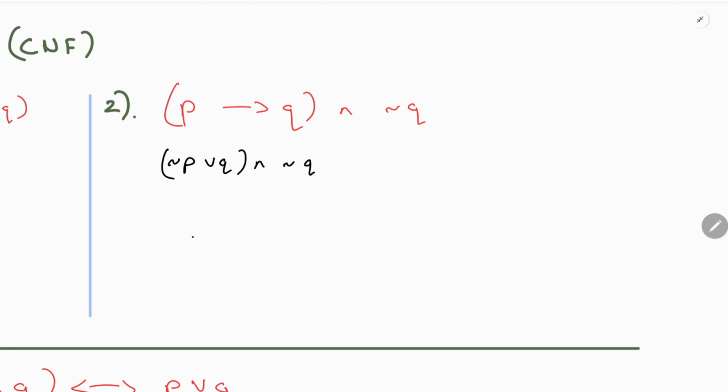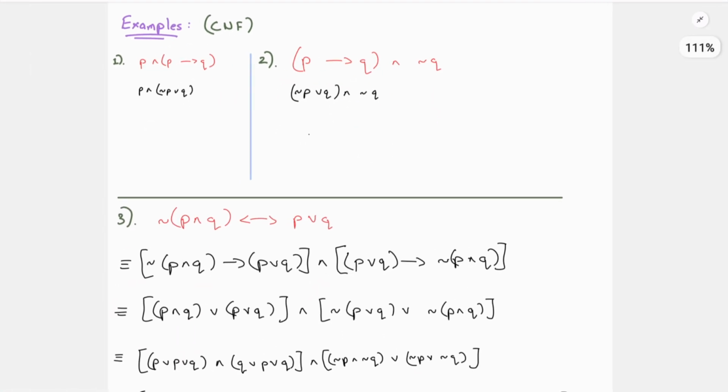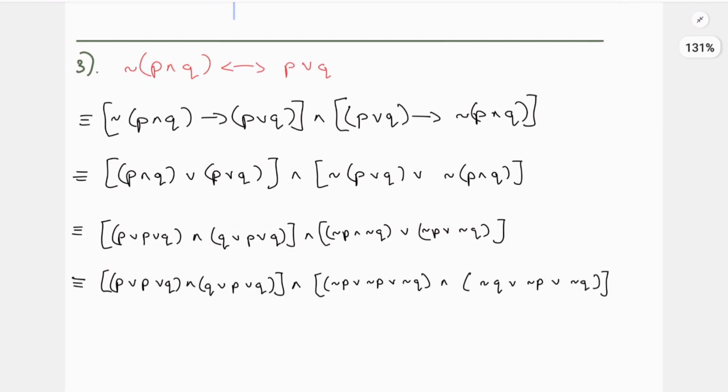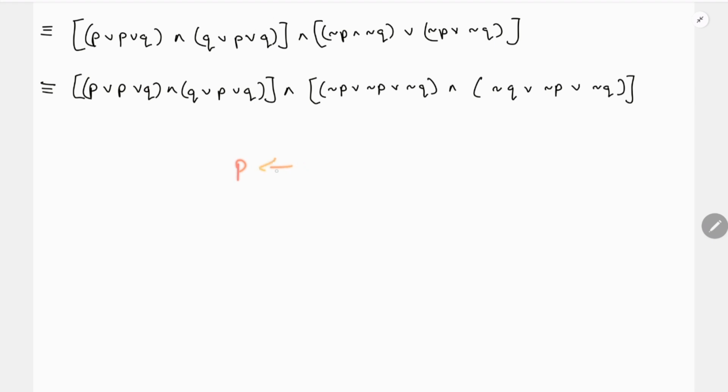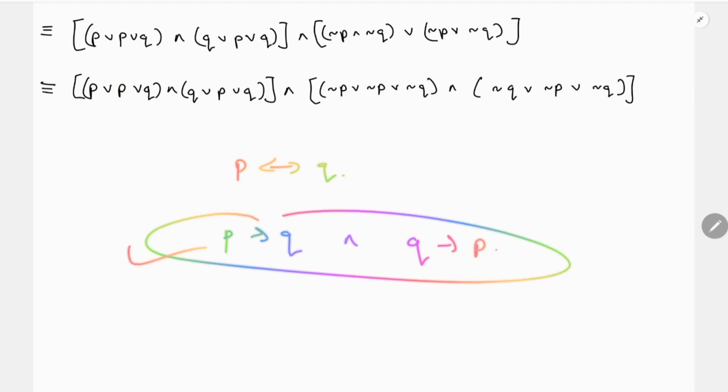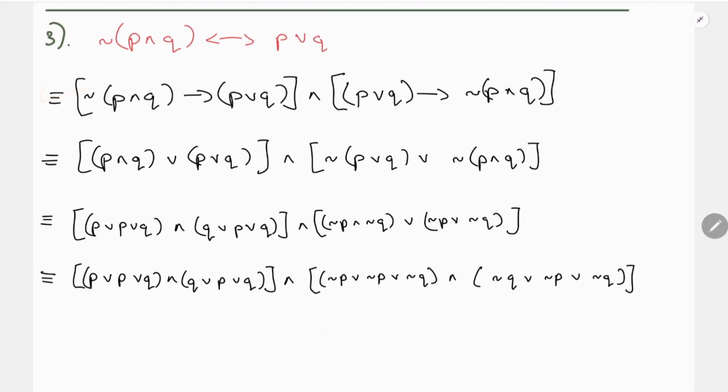Now we will see the third example, which is a bit lengthy, but by solving this you will have perfect knowledge for solving CNF sums. So in this last example, wherever there is a sign of P biconditional Q, we can write it as P conditional Q and Q conditional P. Okay, so we applied this in the first step. We wrote it as P conditional Q and Q conditional P. Okay, this was the first step.